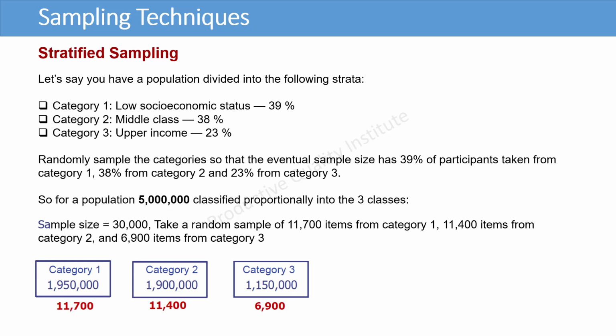So, for a population of 5 million classified proportionally into the 3 classes, and the target sample size is 30,000, then take the random sample of 11,700 items from Category 1, 11,400 items from Category 2, and 6,900 items from Category 3.